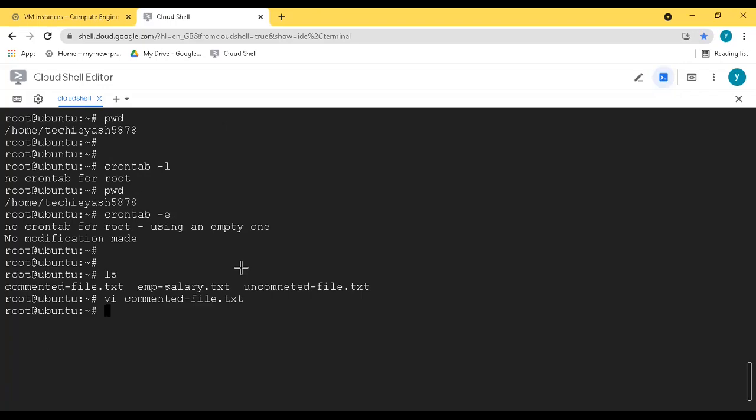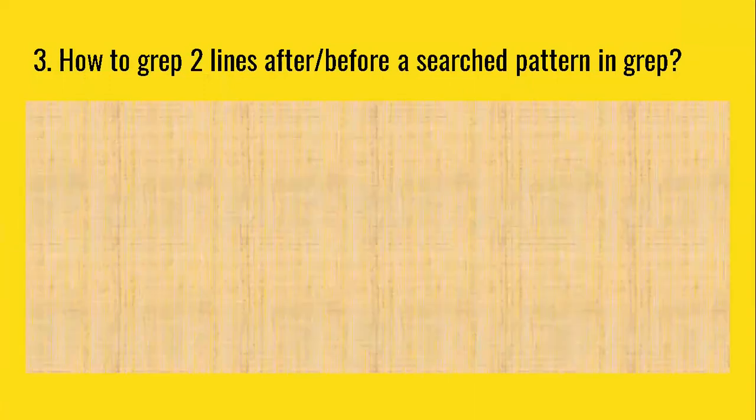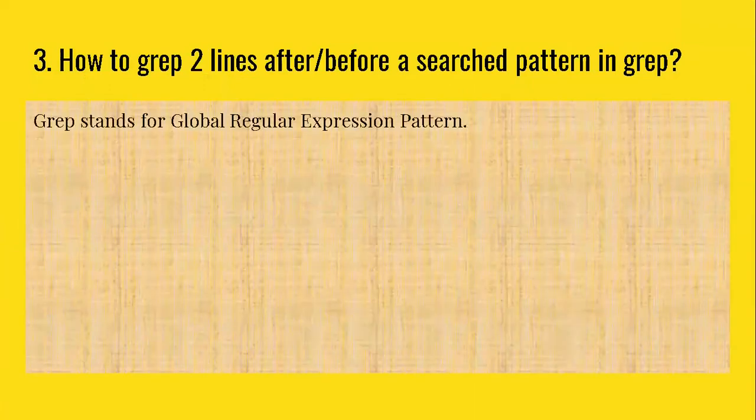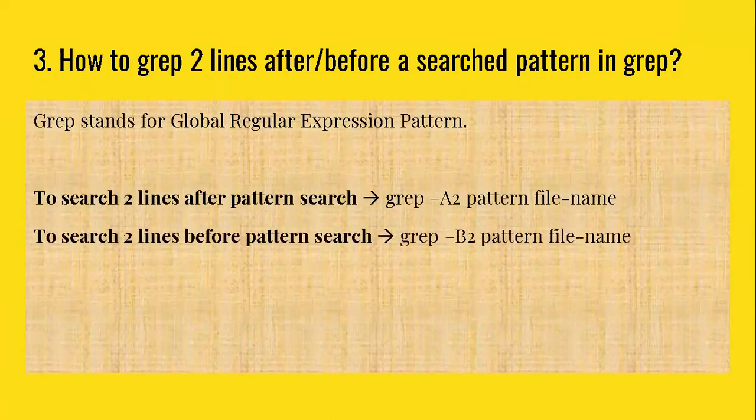Moving on to the next question. How do you grep two lines after and before a search pattern? Grep stands for global regular expression print. To search two lines after the pattern, we use grep -A2 pattern and then the file name. And to search two lines before the pattern, we use grep -B2 pattern file name.